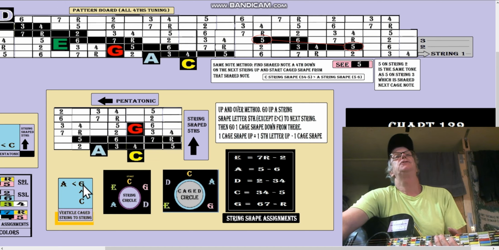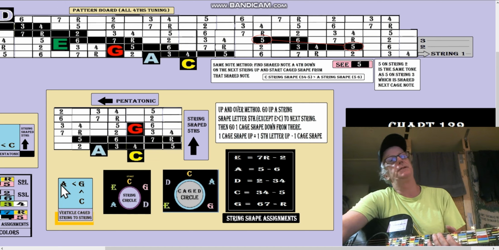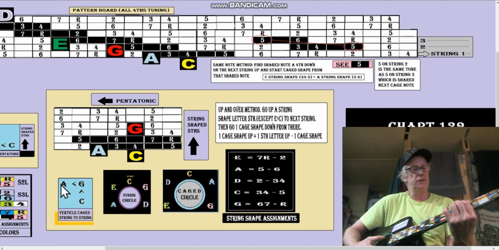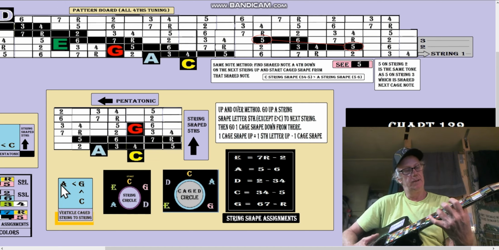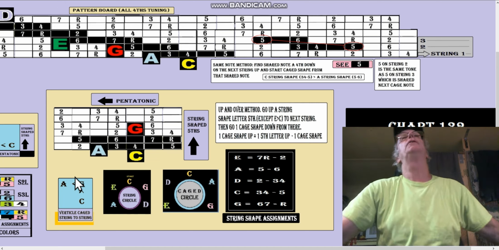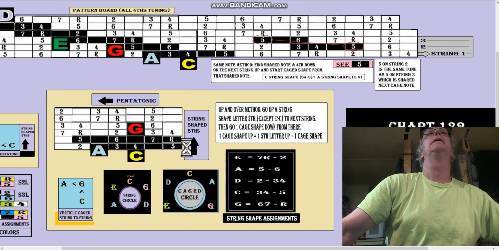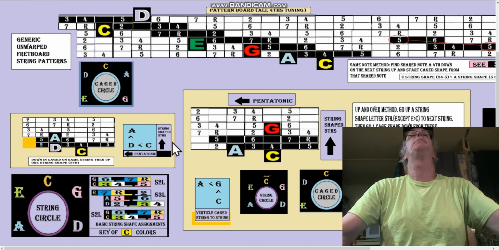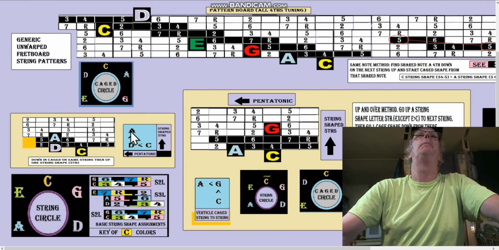A cage shape down is G to A, but that goes up in the pentatonic scale. So a string shape up from C, fifth of C is G. Okay, and then we're going to go one pentatonic scale shape up from G is the A shape. So it's up and over in this one way. And of course you can do the opposite thing, which would be over and up.